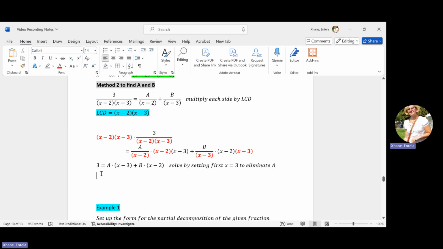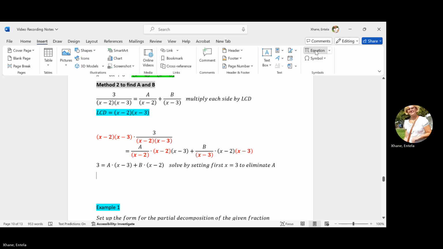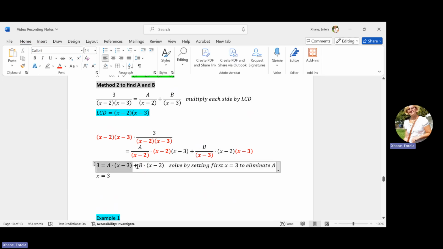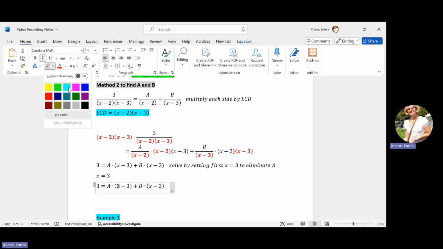So let's do that. So what you do is make x equals 3. Now, what's the point of making x equals 3? Let me copy and paste this, and then you will understand what the point is. So if I make x equals 3, right there, this is where x is. I'm going to make it a 3.